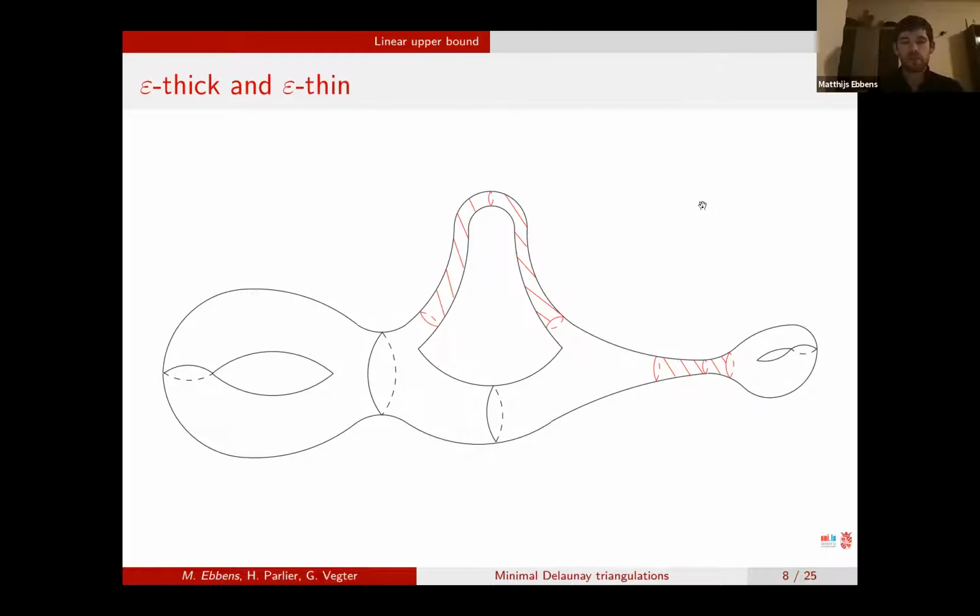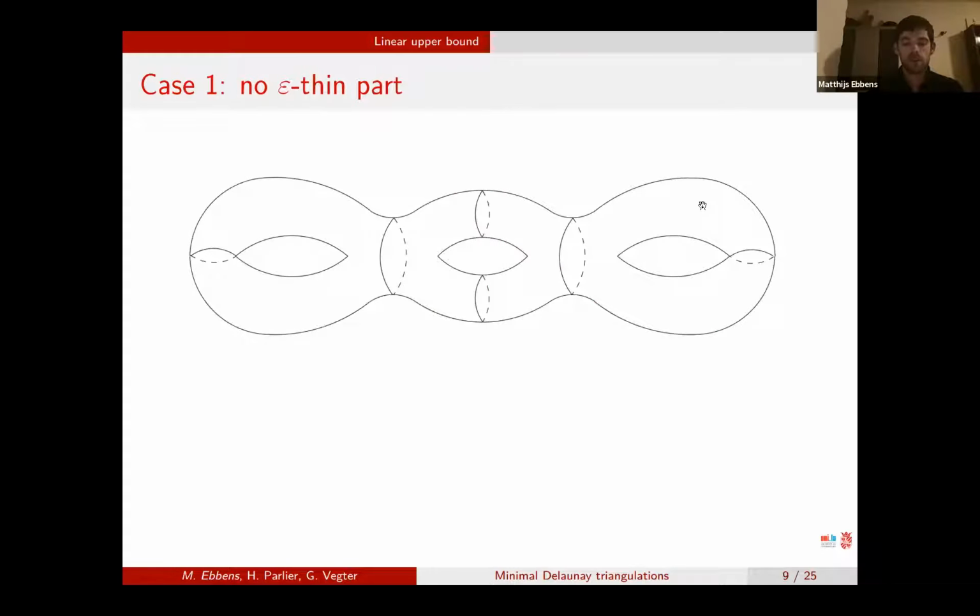So now the proof for the upper bound of the number of vertices goes as follows. So first, suppose that there is no epsilon thin part. And remember that throughout this whole story, our epsilon is fixed.